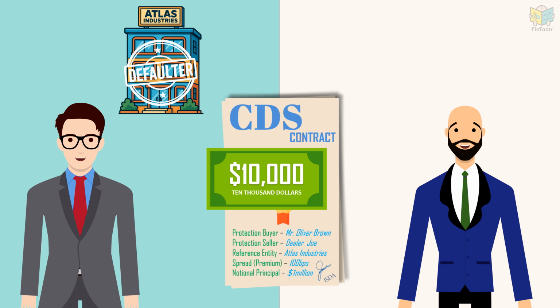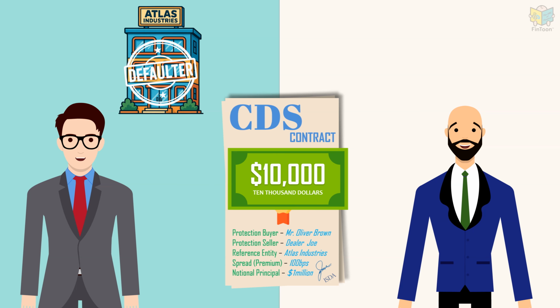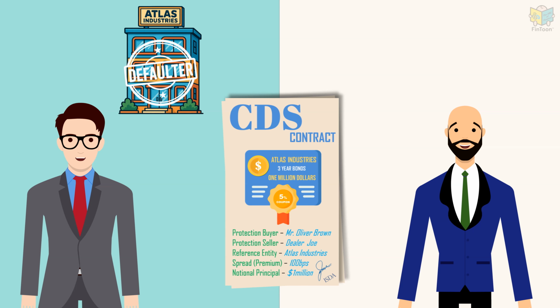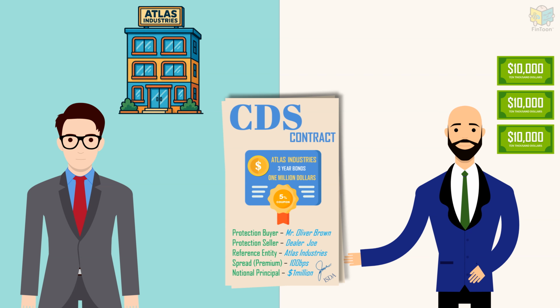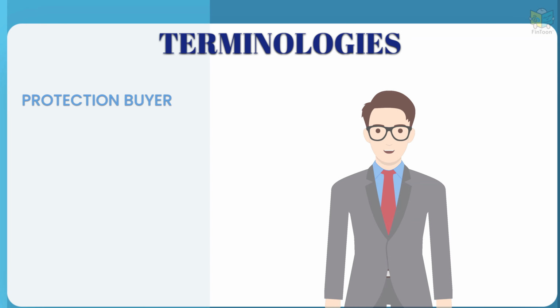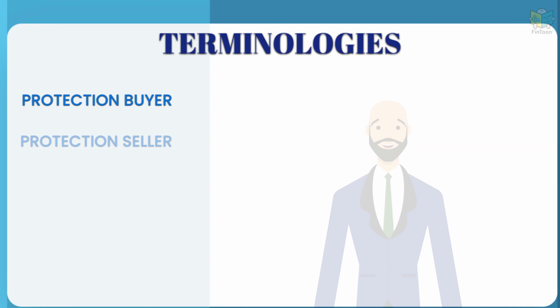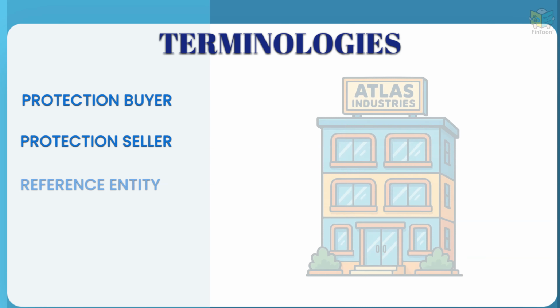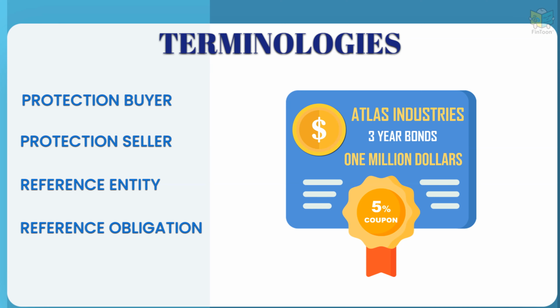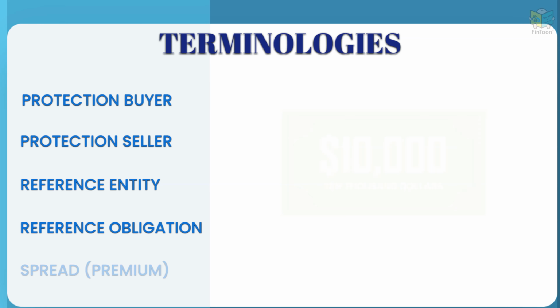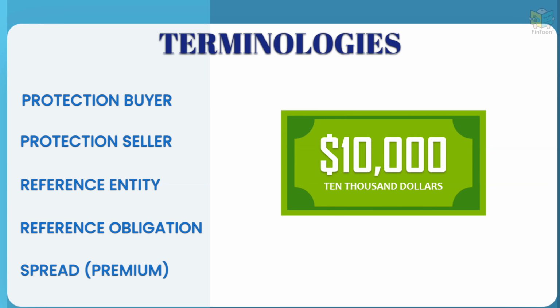He'll continue paying this premium as long as he seeks protection or until the bond matures. If Atlas doesn't default, the dealer keeps the premiums. Mr. Oliver is the protection buyer, the dealer is the protection seller, Atlas Industries is the reference entity, and the bond issued by Atlas is the reference obligation. The premium is called the spread and is measured in terms of basis points. Remember, 1% is equivalent to 100 basis points.